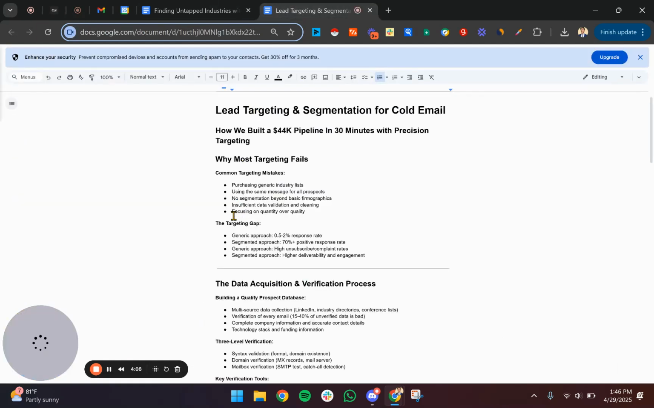So you can see we were testing a lot of different angles and a lot of different segmented approaches to get that higher resonance within that market, as well as the engagement that comes with that, right?